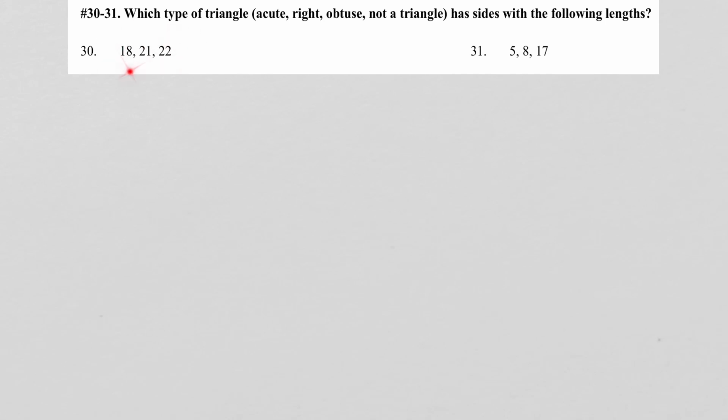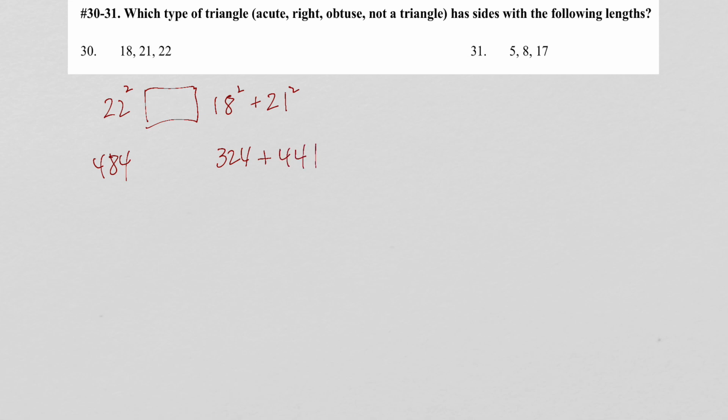First, mentally check that you have a triangle. These 2 smaller sides added up really is bigger than this. So then I'm going to take the longest side and square it and see how that compares to the sum of the squares of the 2 smaller sides. 22 squared is 484. 18 squared is 324. 21 squared is 441. Well, this is obviously less than, which means that this is an acute triangle.